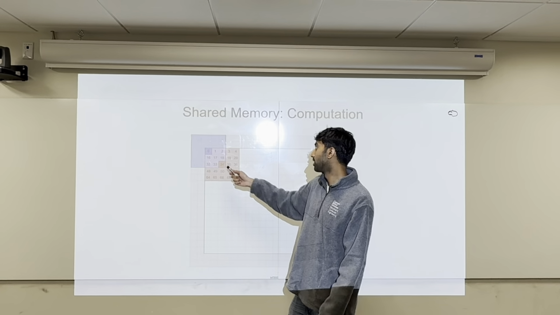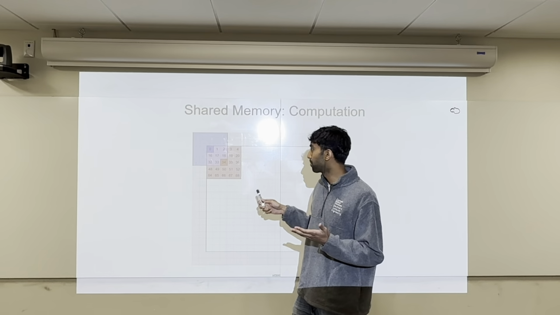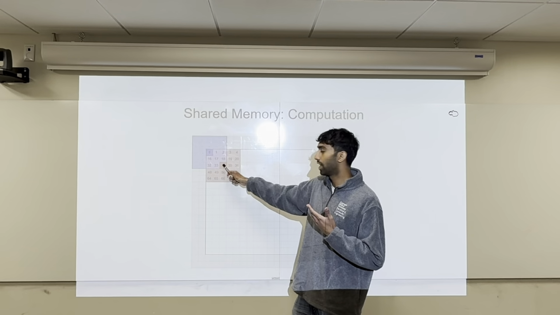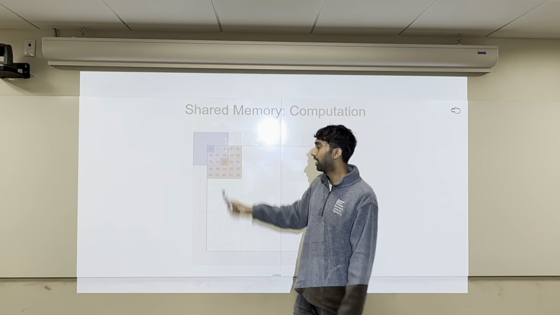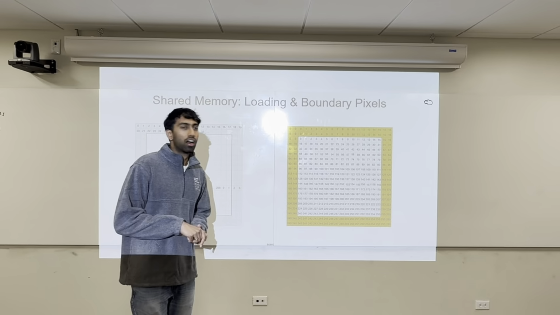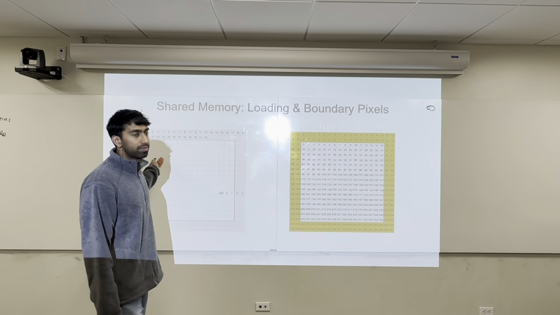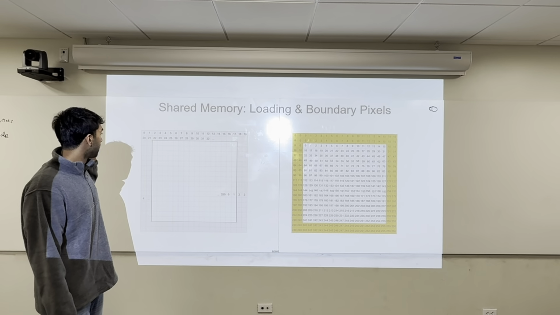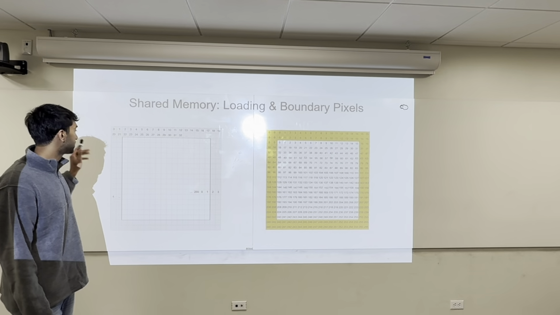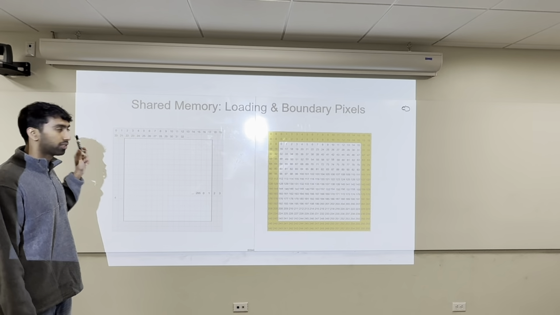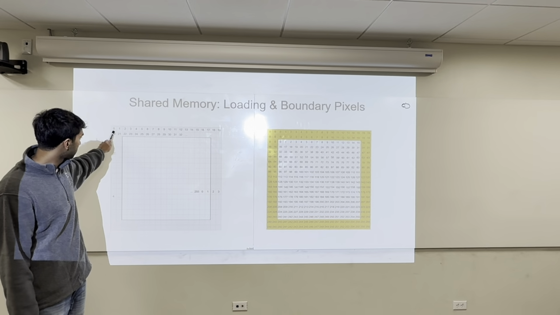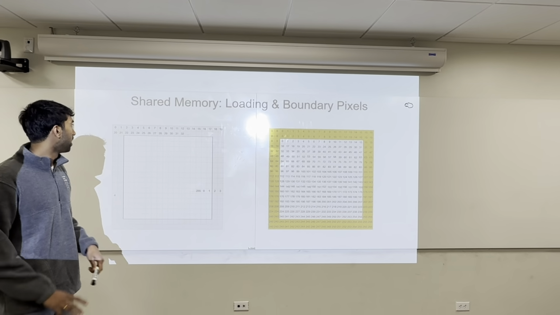For pixel 34, the pixels that are needed for its computation are within the boundaries of the image. However, it and pixel 0 share 9 pixels, and this eliminates the need for expensive global memory accesses. Here's how we load our shared memory. Every thread loads its own pixel ID in a strided access pattern, and the stride is 256. So thread 0 loads this pixel, and so on.